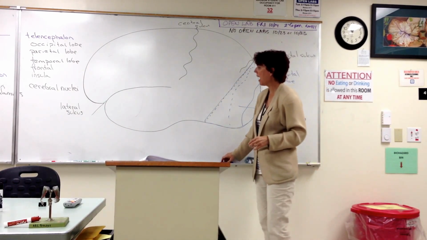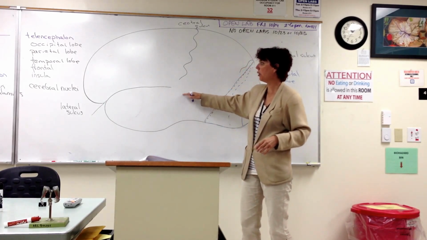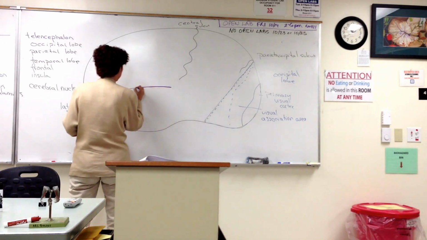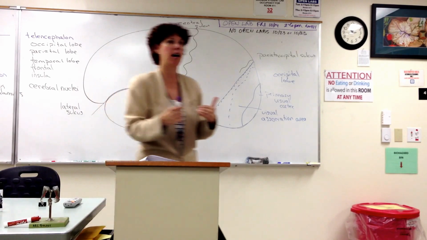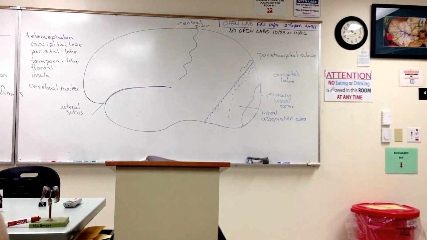All right, then we have the temporal lobe, and the temporal lobe is separated from the frontal lobe by the lateral sulcus. In addition, if you look on the inferior aspect, if I can borrow the brain part.